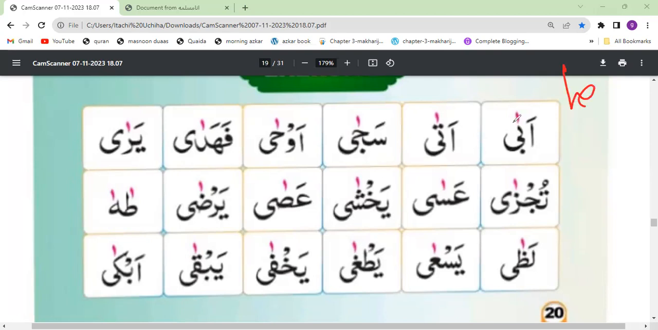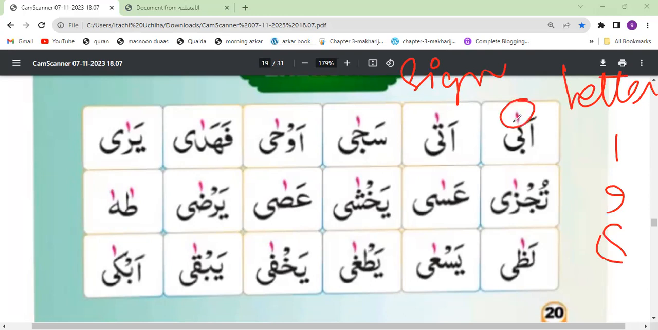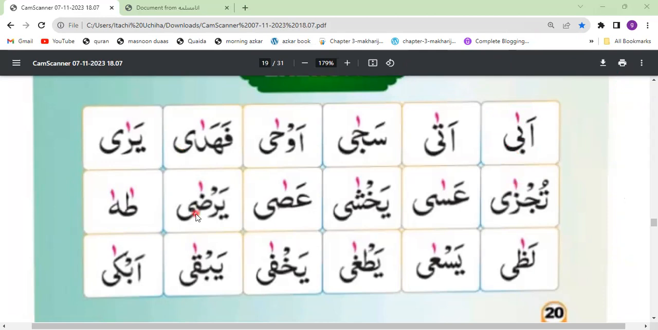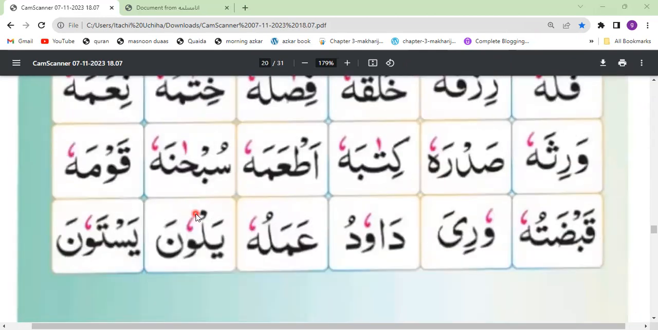So the letters of maddas are alif, waw, and ya. And the signs of maddas are basically the standing zabar, the standing zayer, and the inverted pesh, right? And we stretch both of them for 3 seconds long. The signs are basically replacing the letters of maddas, and we stretch them just the way we stretch the other ones. Let's do the exercise from the bottom.